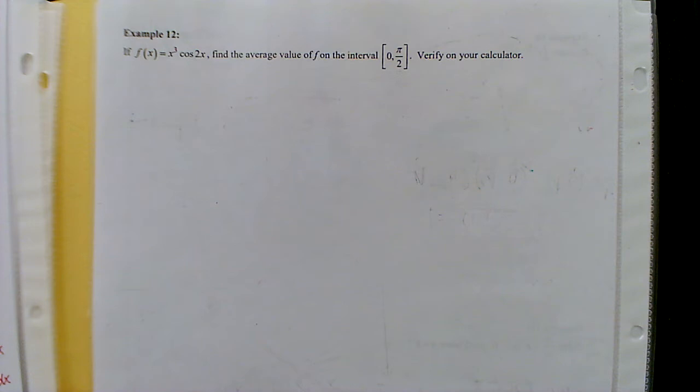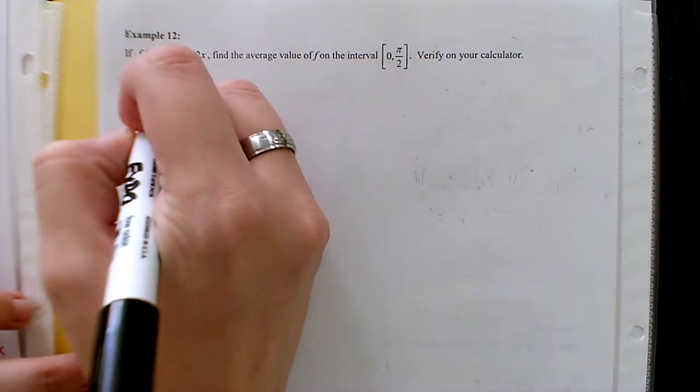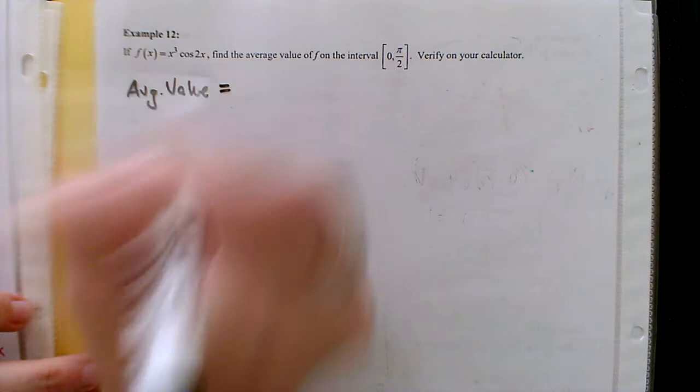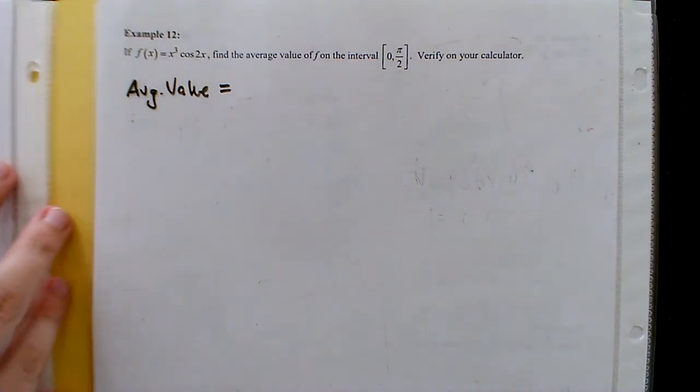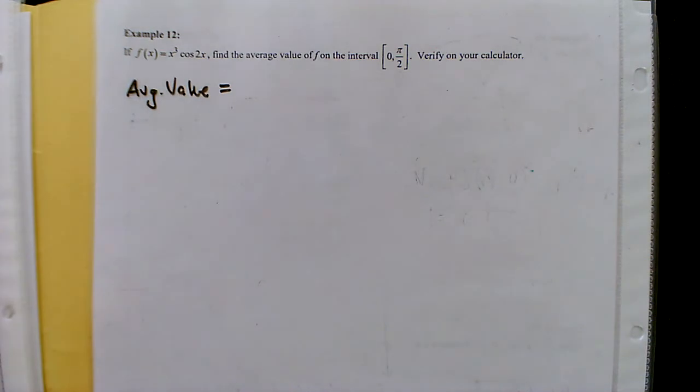So we have some function x cubed times cosine 2x. They're asking us to find the average value, the average output of this function on the interval from 0 to pi over 2. So how can we calculate average value? There's a difference between average value and average rate of change. Similar wording, but completely different concepts.